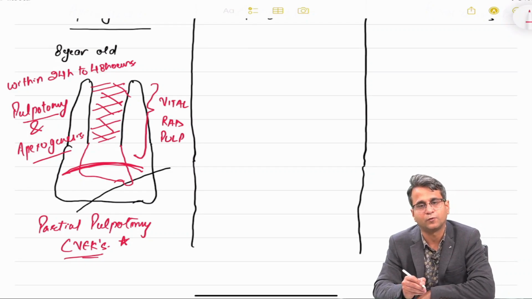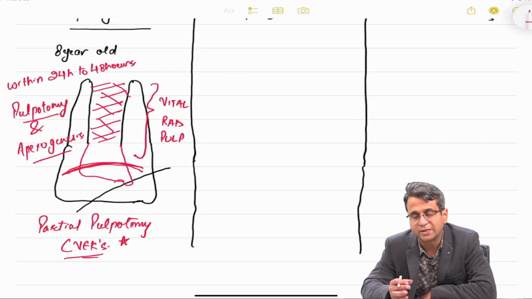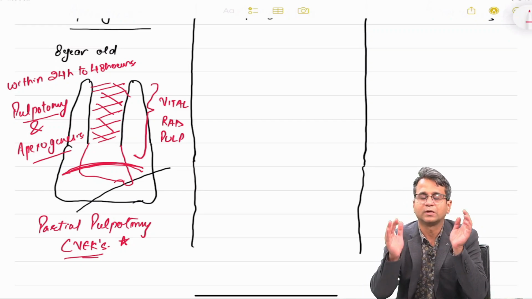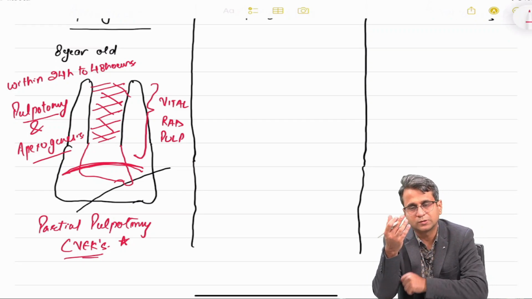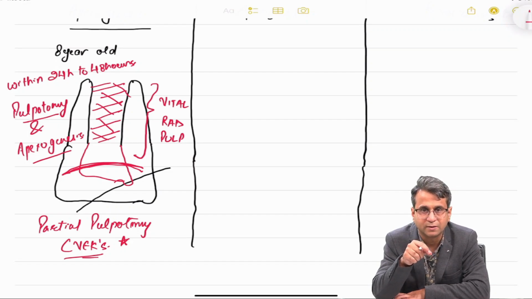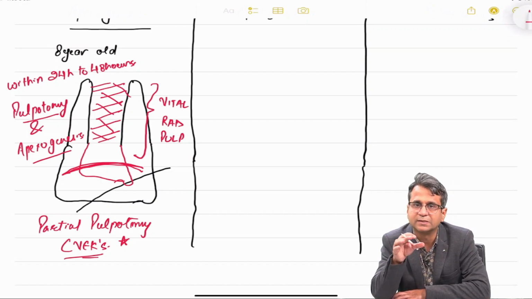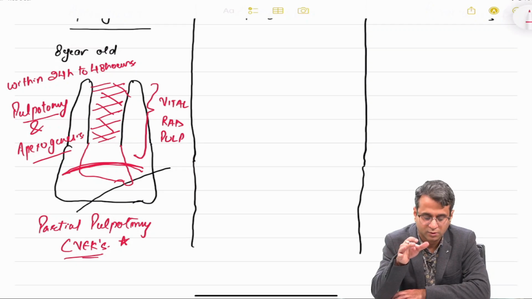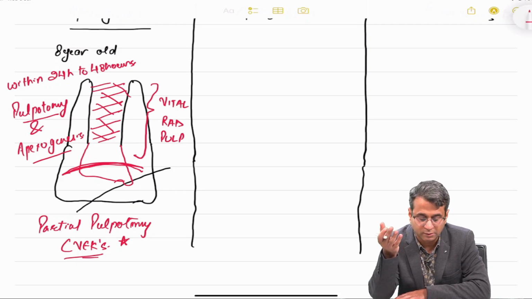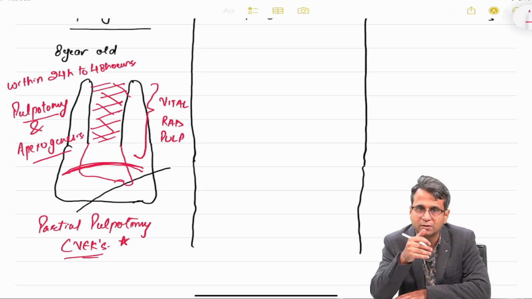is important for apexogenesis. Apexogenesis means a naturally occurring phenomenon. Naturally your root will close, so that is the apexogenesis. But remember, for this natural phenomenon to happen, vital radicular pulp is the most important part. If pulpal necrosis is there, if there is no vital pulp in the root, radicular pulp, then you cannot go with the pulpotomy and apexogenesis.